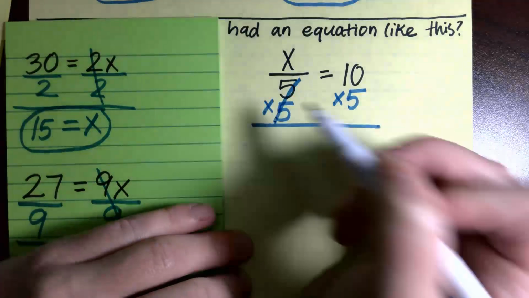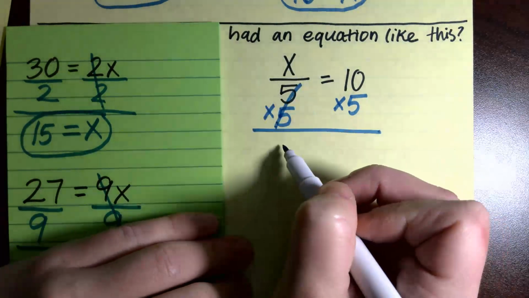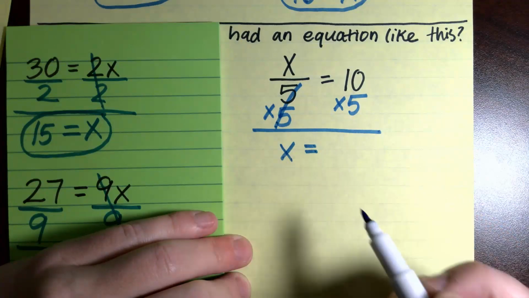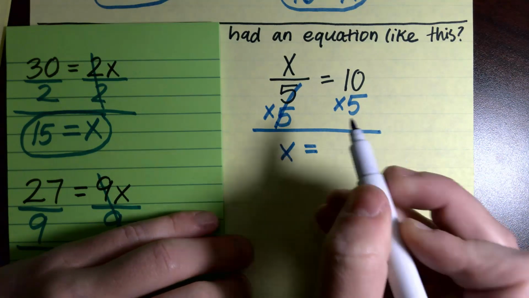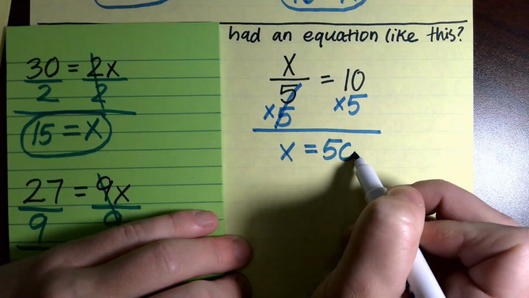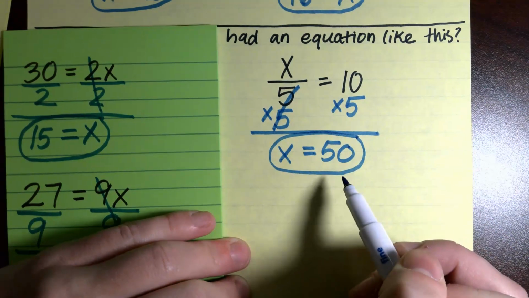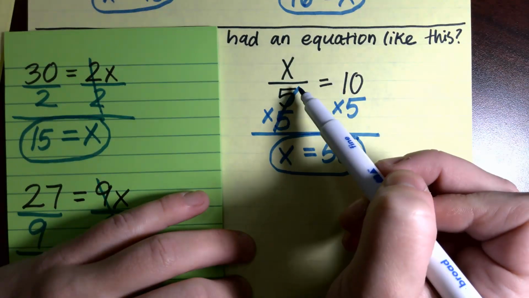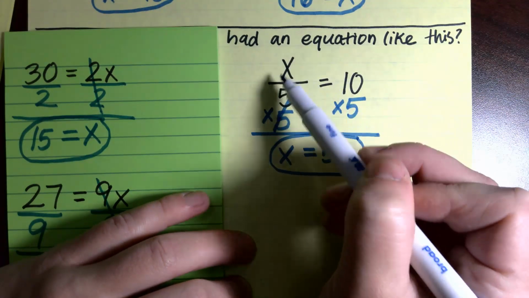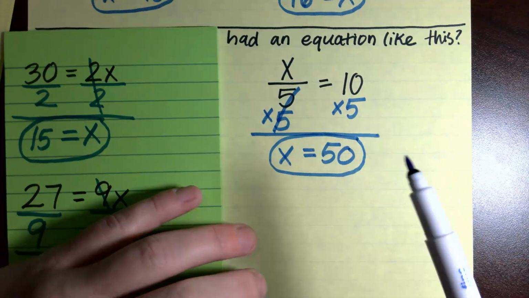My 5's are going to cancel. Then I'm going to get x equals, what's 10 times 5? 50. X equals 50. And we can check to make sure that's right. If I do 50 divided by 5 from my original equation, is that equal to 10? Yeah. It sure is.